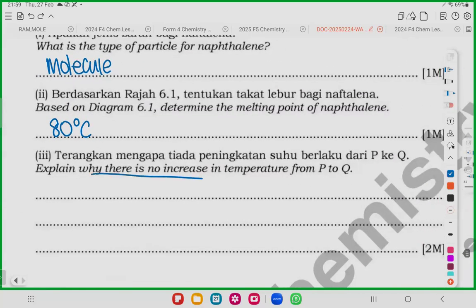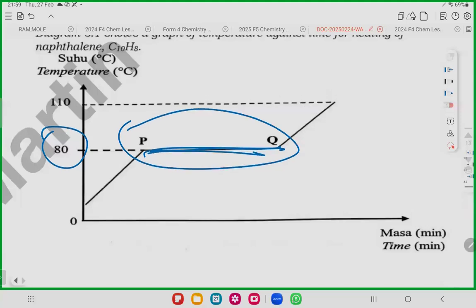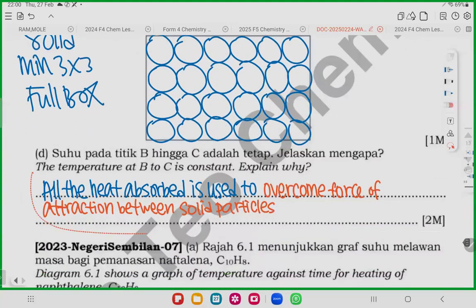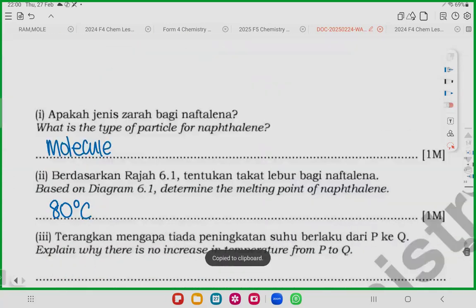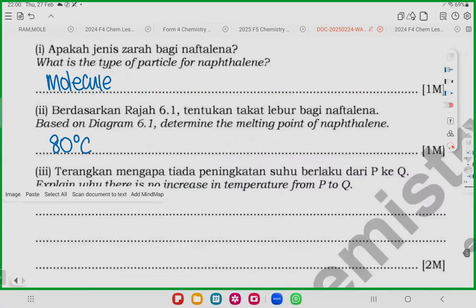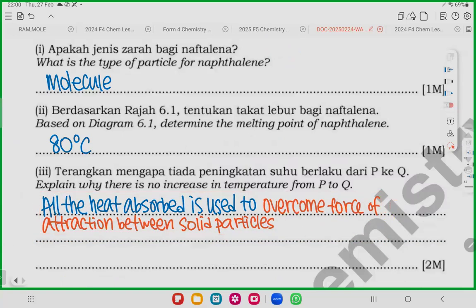Why is there no increase in temperature from P to Q? P to Q is here. No increase in temperature means constant. So again, why did the temperature not change? Same answer. All the heat absorbed is used to overcome the force of attraction between solid particles.